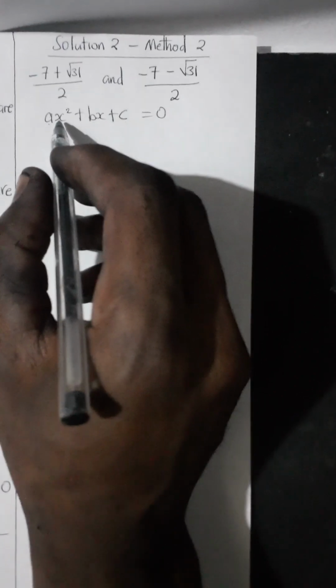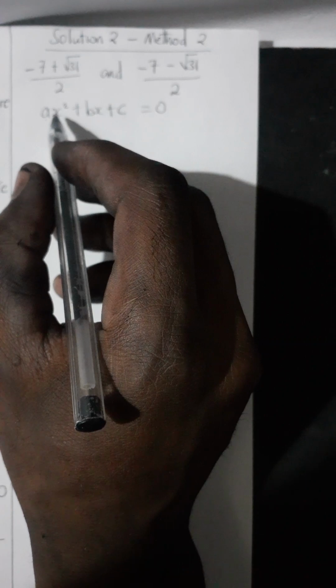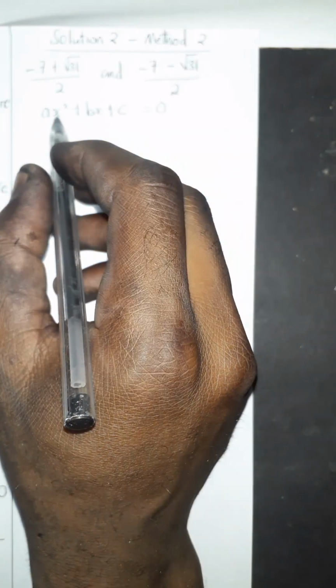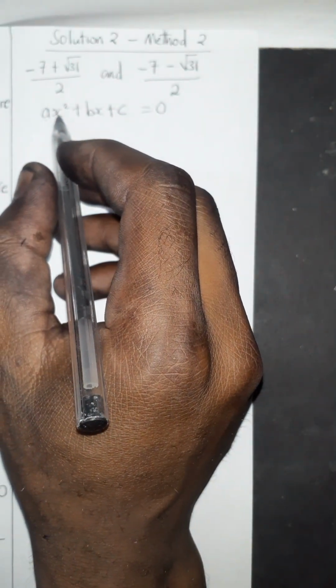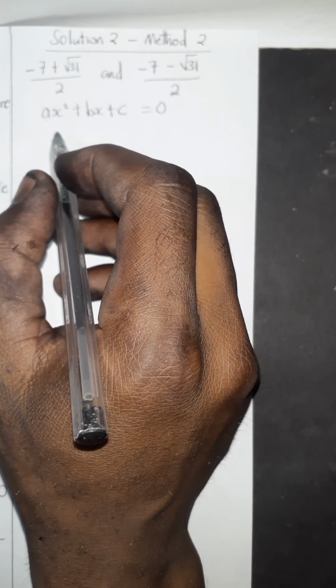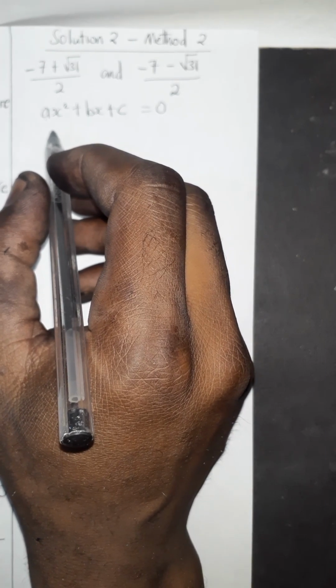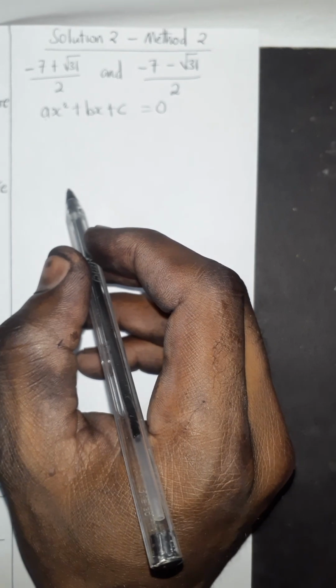Now to do that, what should we do? We need to divide through by a, the coefficient of x squared.